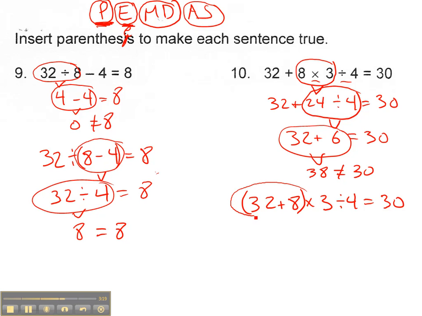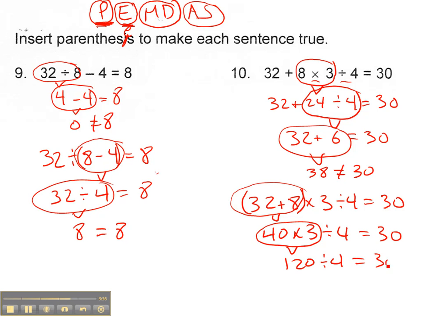Now I can do this first because it's in parentheses. 32 plus 8 is 40. Rewrite the rest of my equation. Multiplication and division from left to right. There's the first one, 120 divided by 4. And 120 divided by 4 does equal 30. So this equation works with the parentheses here, and this equation works on number 9 with the parentheses here. So those would be my answers, showing the equation with the parentheses.